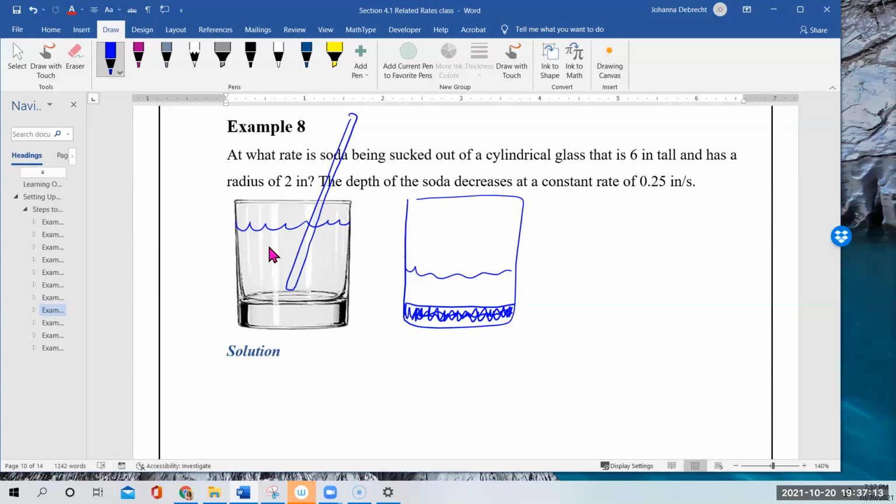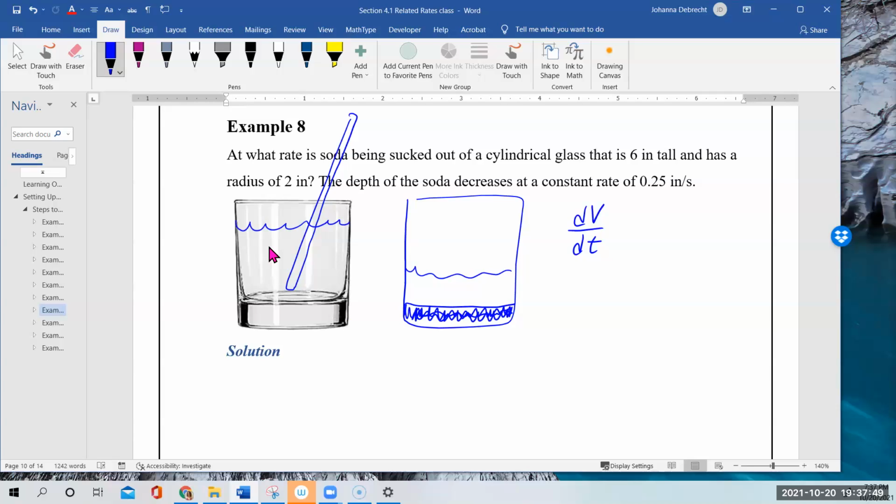At what rate? Well, that's got to be a derivative of some kind. d/dt of something is soda being sucked out, got it, of a cylindrical glass. Well, first, how would you measure soda? You measure soda in terms of volume. You don't measure soda in terms of length, and you certainly don't measure it in terms of square area. This has to be a volume problem again. So I'm looking for the change in volume of the soda with respect to time.